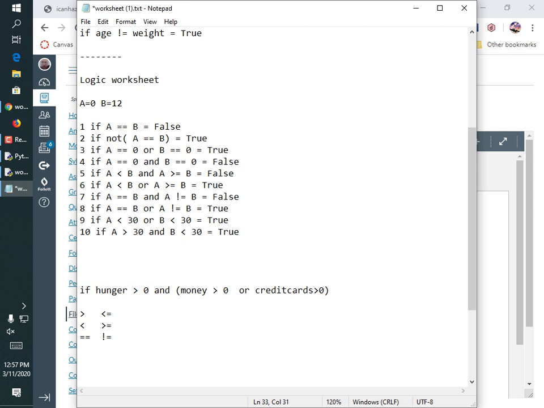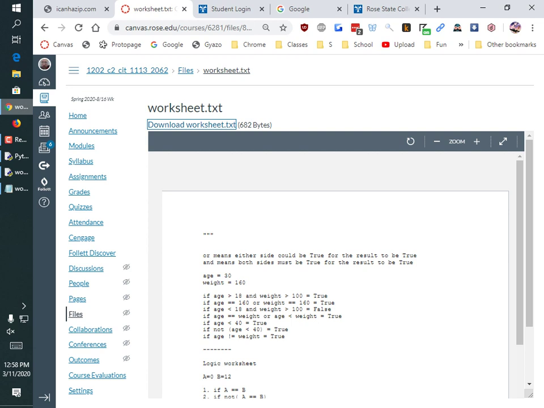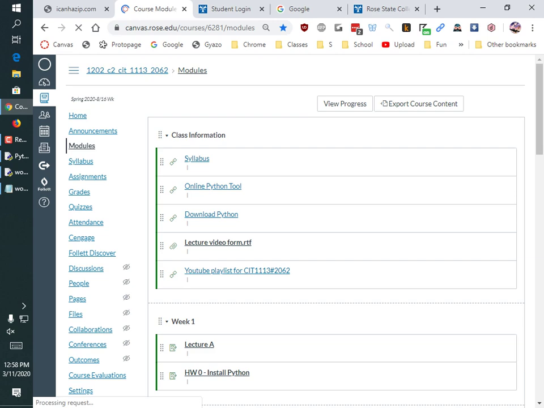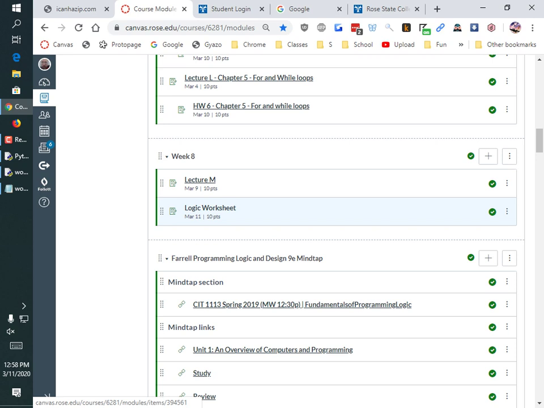All right. So go ahead and save that as is, even if you called it lecture or whatever. I don't care what you name it. Just go ahead and upload it to that folder. The folder is in week eight, and it's called Logic Worksheet. Maybe it's just called Worksheet. I don't remember. Logic worksheet. I mean, it's an easy 10 points, right? We went over it in class. You're going to get full credit for it.